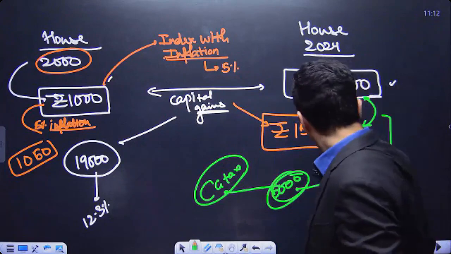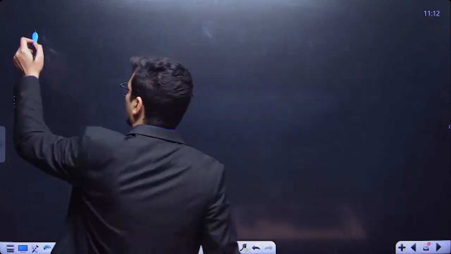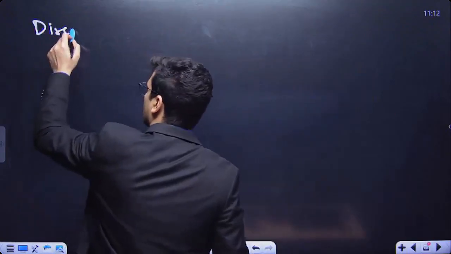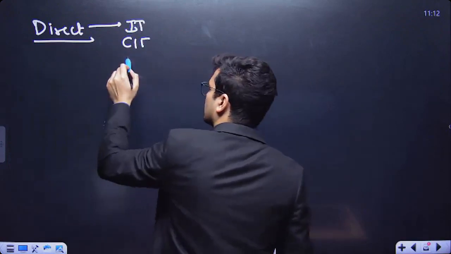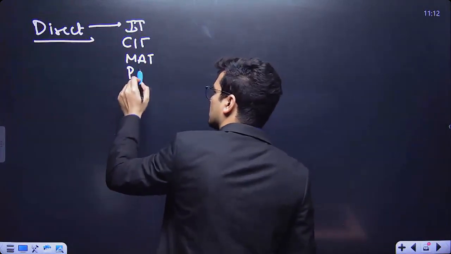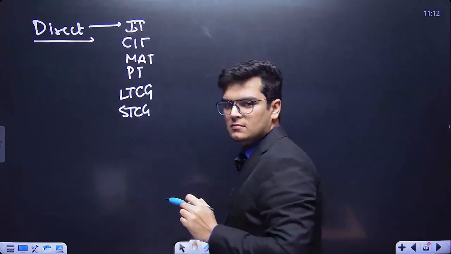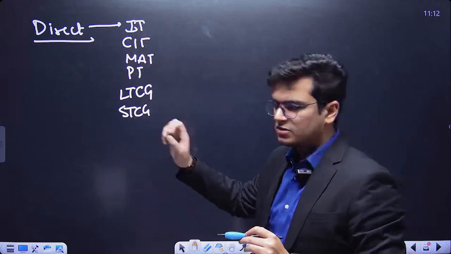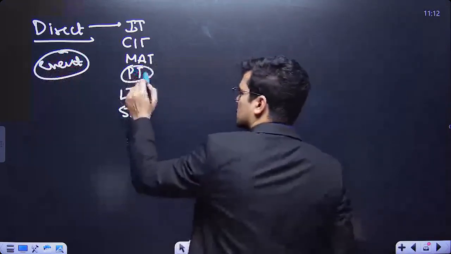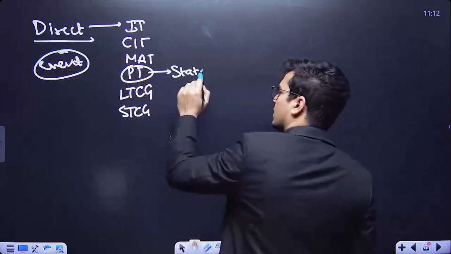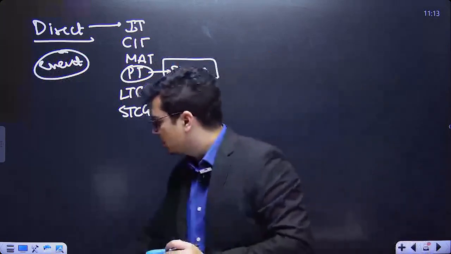So what have we read so far? We have read what is direct taxation. In direct taxes we have understood income tax, corporate income tax, minimum alternate tax, professional tax, long-term capital gains, short-term capital gains tax. These are direct taxations. We have also read the concept of event of taxation. We also know that this professional tax is the only direct tax that's levied by states. Okay? Just one more thing.